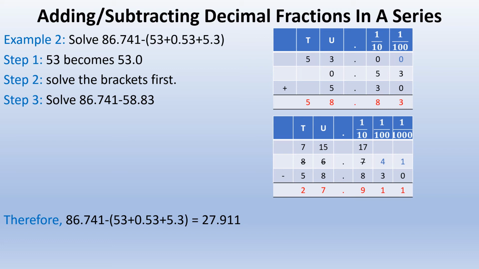We had 5 left earlier. 5 minus 8, not possible. So we'll go down to the tens position, take 1 ten, bring it over to the units position. It becomes 10 units. 10 plus 5 will give us 15. 15 minus 8 will give us 7 units. And then finally, 7 tens left. 7 minus 5 will give us what? 2. So the result of this multiple operation is 27.911.